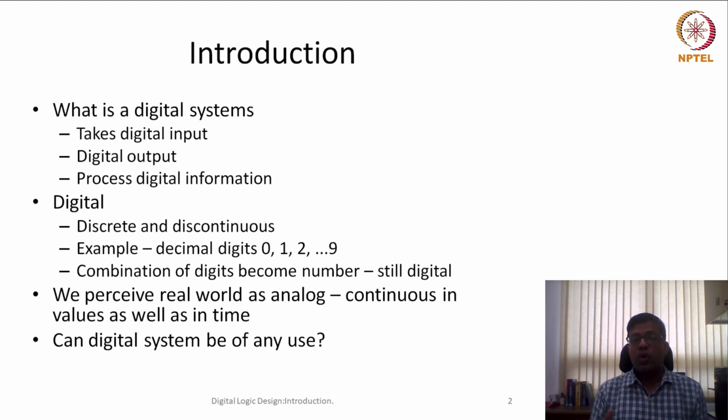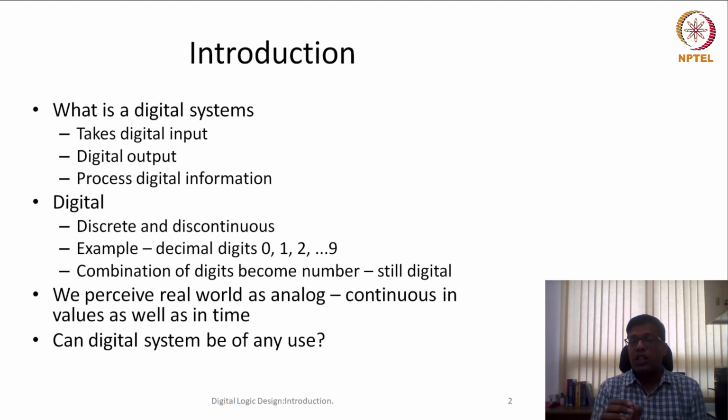When we club together multiple such digits like 23, we have two digits, 2 and 3. This 23 becomes a number. It is still a digital number because it is still discrete and discontinuous. What do we mean by discrete here? For example, there is a number 23 and the number 24. In between these numbers, there is an infinite number of numbers which could be possible between 23 and 24.